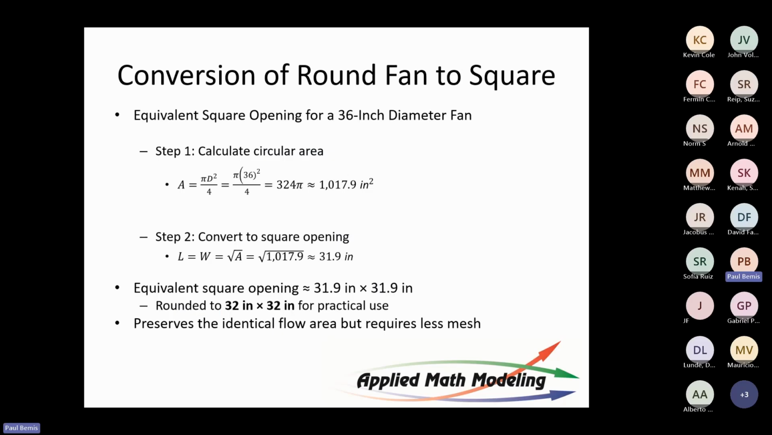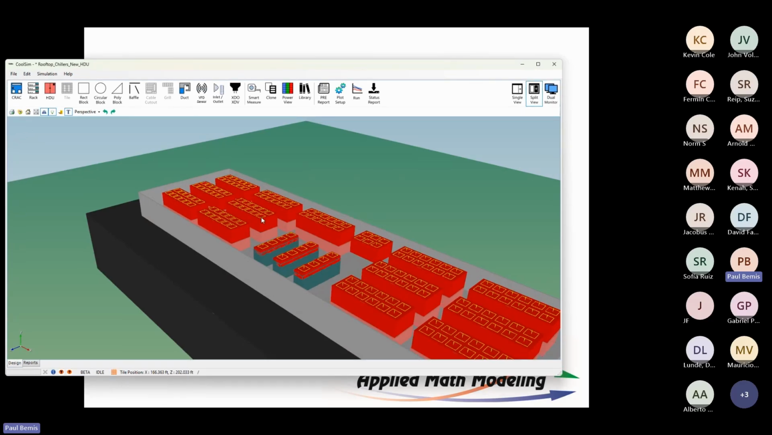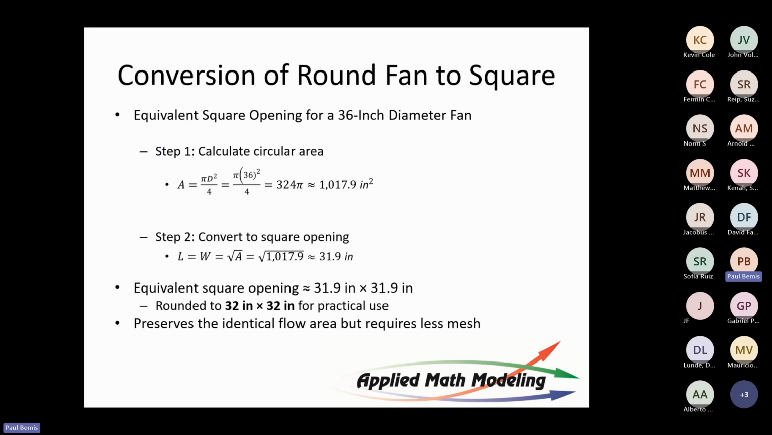We're using square representations here. You notice that my structures are all rectilinear. In reality, these are round fans, and I think you know that. The reason we use rectilinear has to do with meshing. Meshing is the mechanism we use in CFD to calculate the equations of conservation of mass, momentum, and energy.